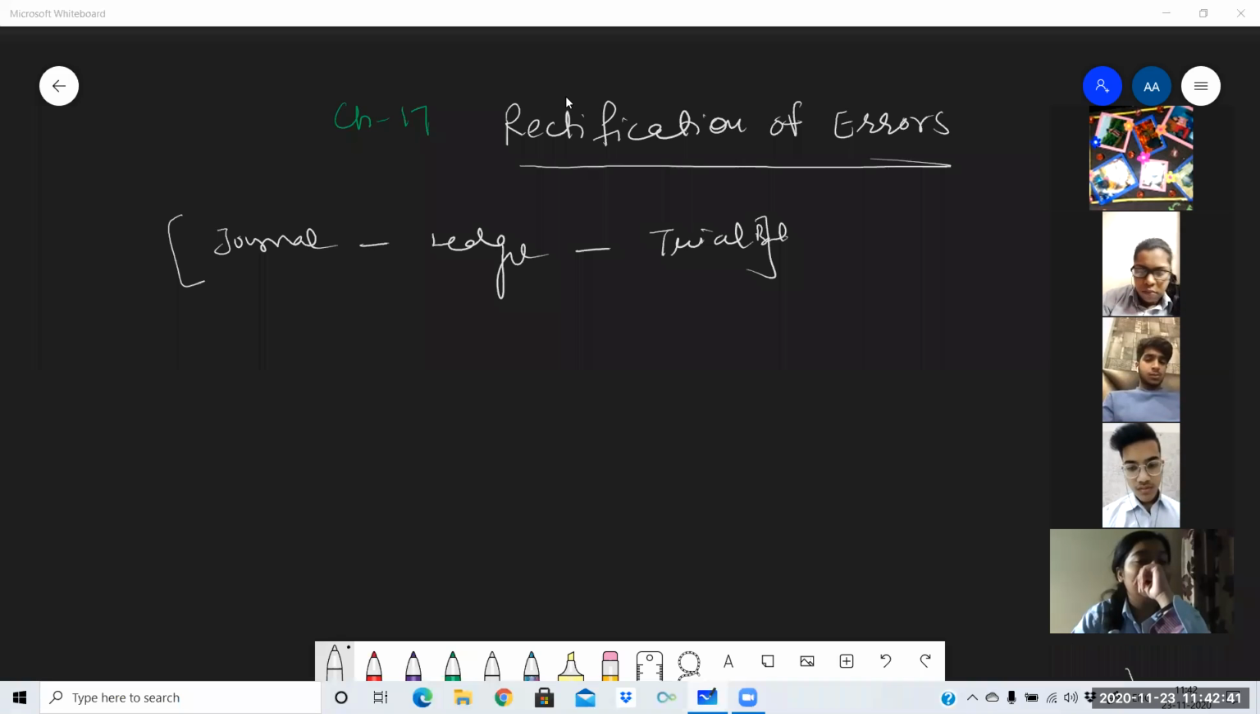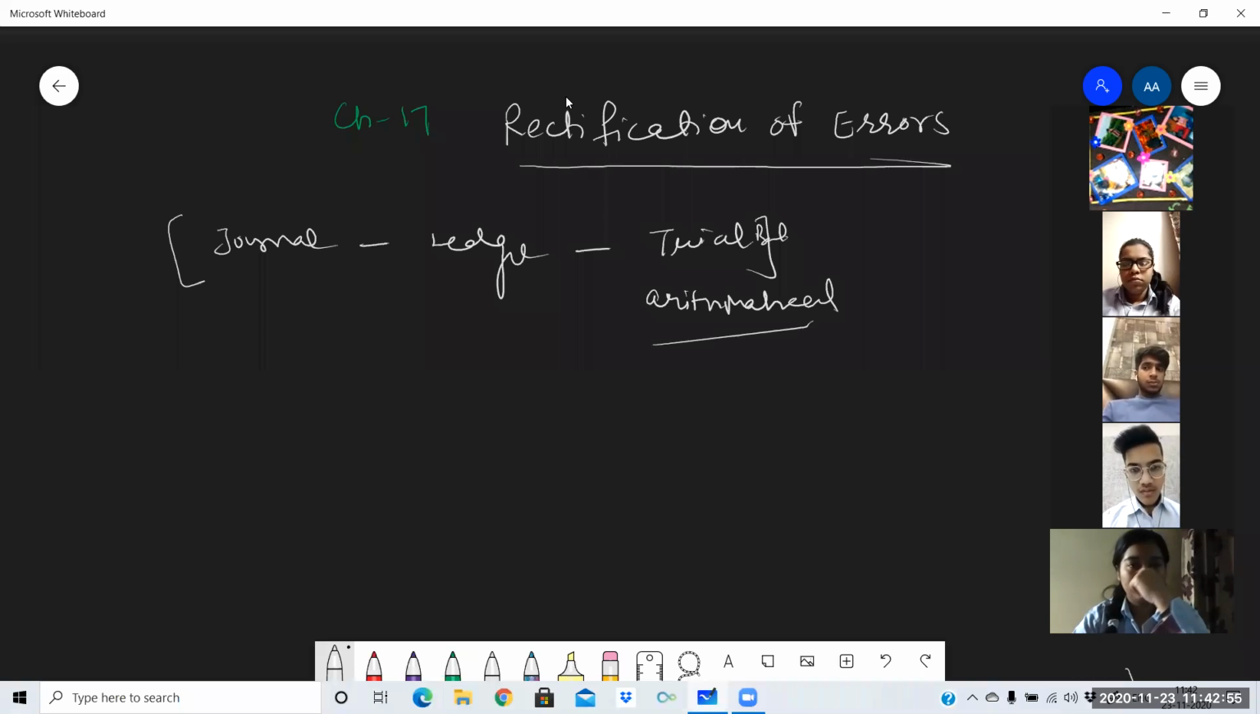So errors can be there. Trial balance is a statement of debit and credit balances of ledger accounts, and it is prepared to check the arithmetical accuracy. We all know this thing, arithmetical accuracy, whether the books of accounts are correct or not. The total of the debit balances of the trial balance should be equal to the total of the credit balances.